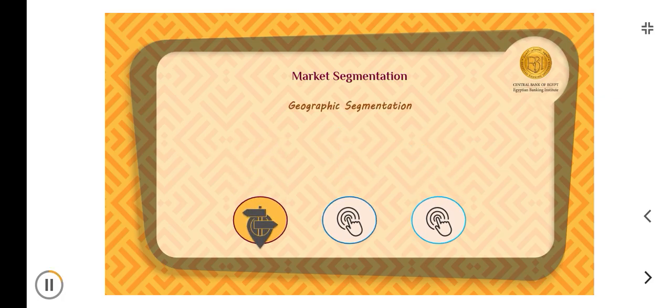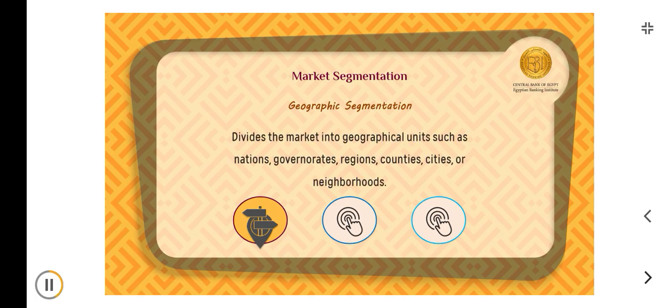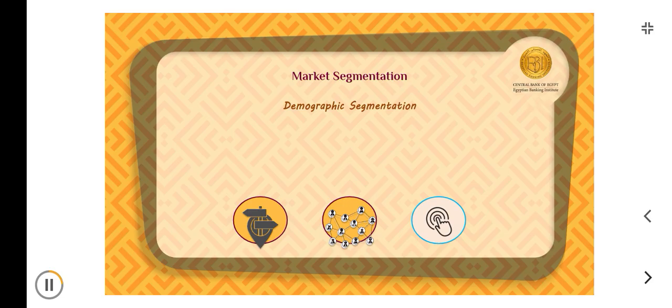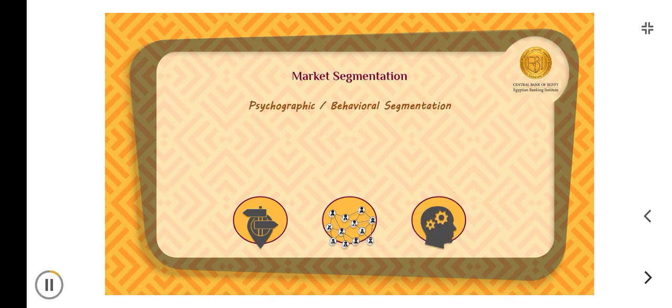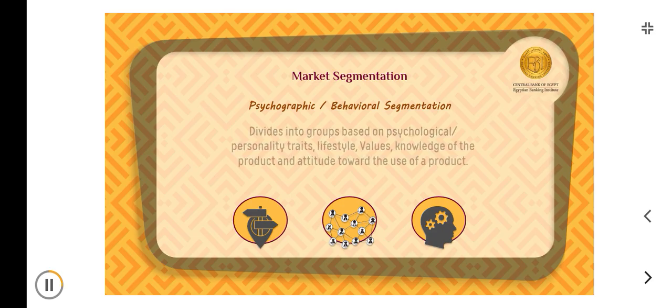Geographical segmentation. This divides the market into geographical units such as nations, governorates, regions, countries, cities, or neighborhoods. Demographic segmentation. This divides the market by age and lifestyle stage, gender, and income. Psychographic or behavioral segmentation. This divides the market into groups based on their psychological or personality traits, lifestyle, values, knowledge of the product, and attitude towards the use of the product.